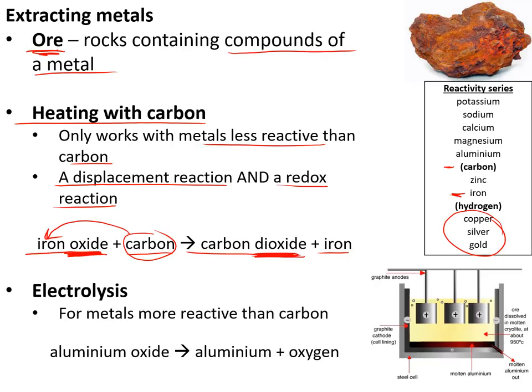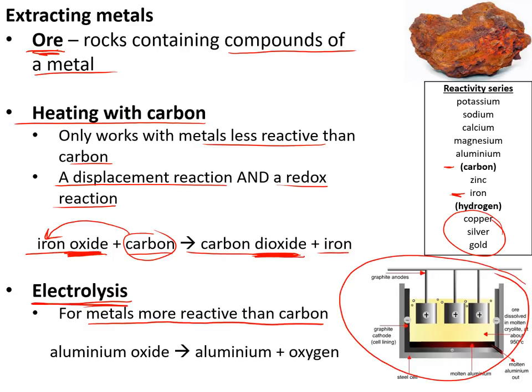The alternative way of extracting metals, and this is for metals that are more reactive than carbon, is electrolysis. So what we do is we take our metal compound and we heat it until it's molten, and we put it into a very, very large electrolytic cell like this, and the metal is reduced, so the metal loses its oxygen and becomes a liquid metal in most cases. For example, aluminium oxide gets reduced to become aluminium and oxygen, and the oxygen bubbles away out of the electrolytic cell, and the aluminium collects as molten aluminium at the bottom of the cell, as you can see here.